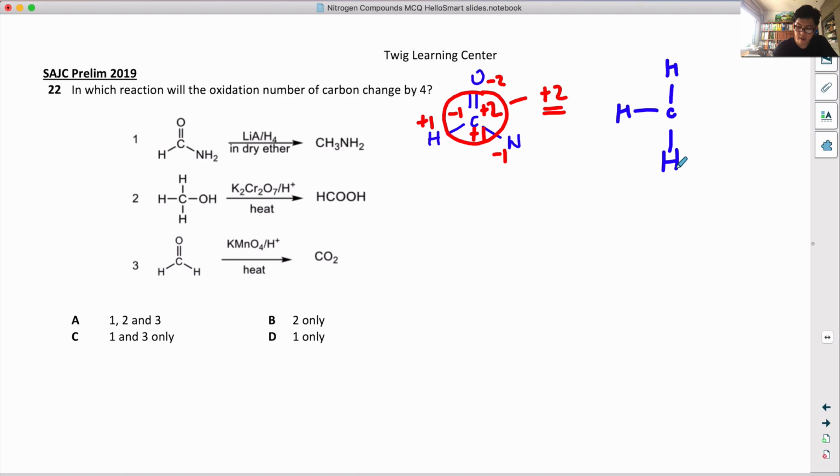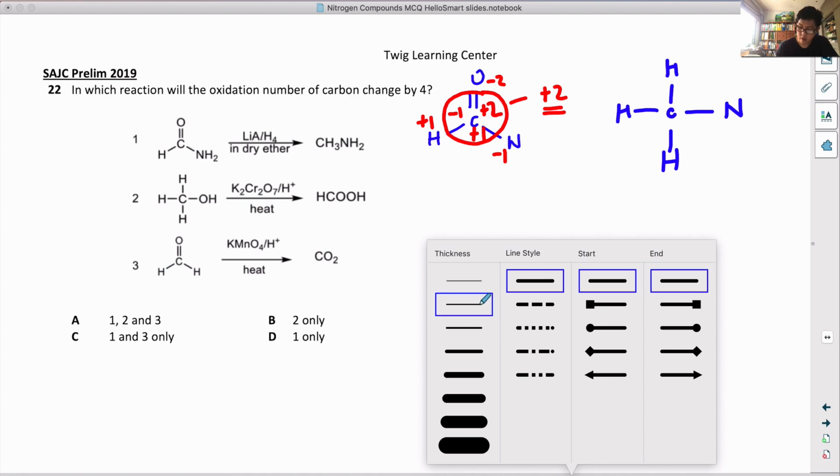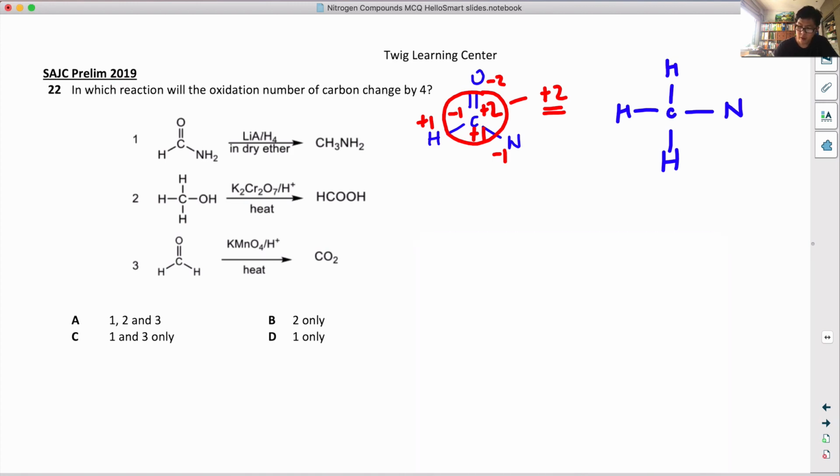I only actually have to look at around the carbon. That's good enough. Okay, so let's run through. Carbon is more electronegative than hydrogen, right? So -1 +1, -1 +1, -1 +1. Nitrogen is more electronegative than carbon, so it's a single bond, -1 +1. If you add all of them together, it will be -2. Can you see that? -2.